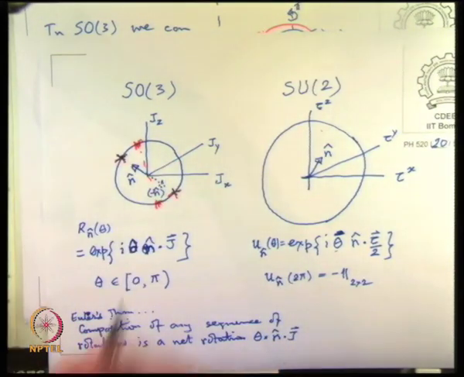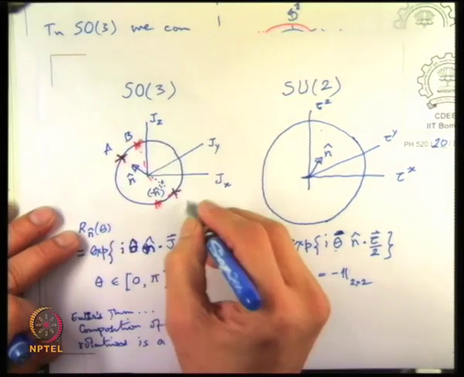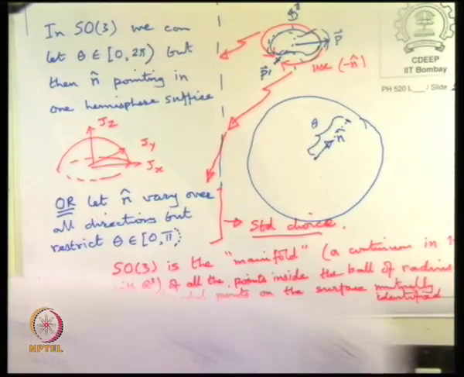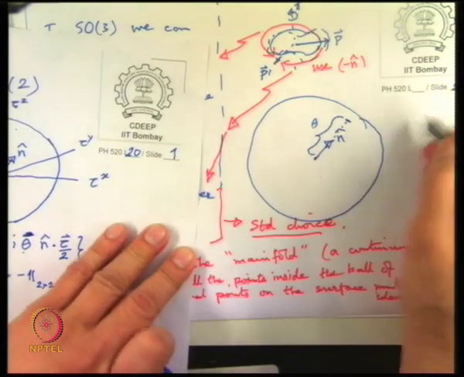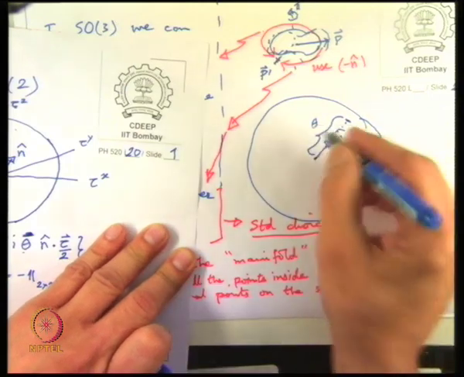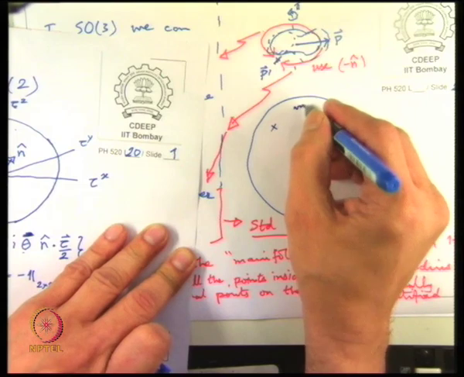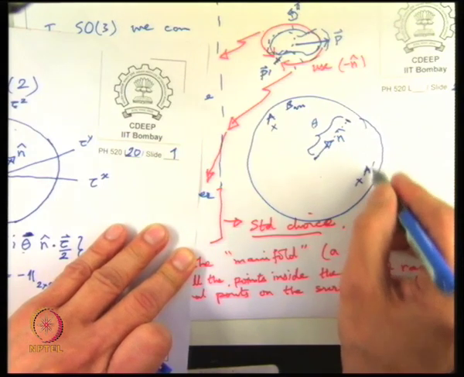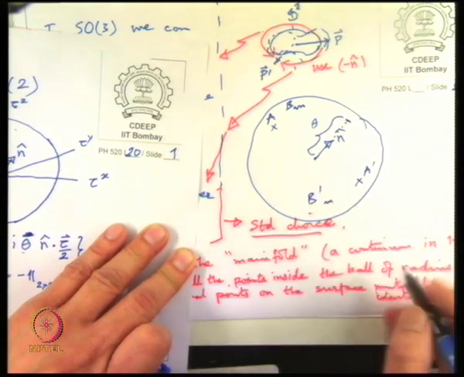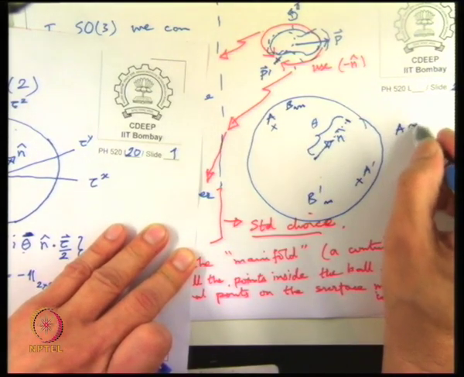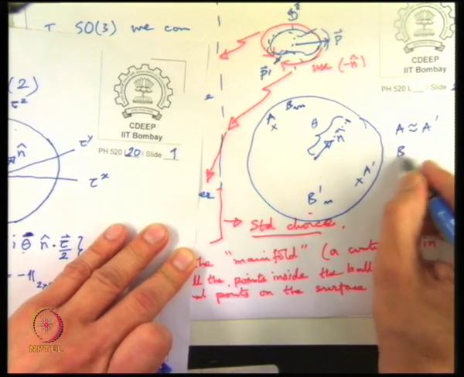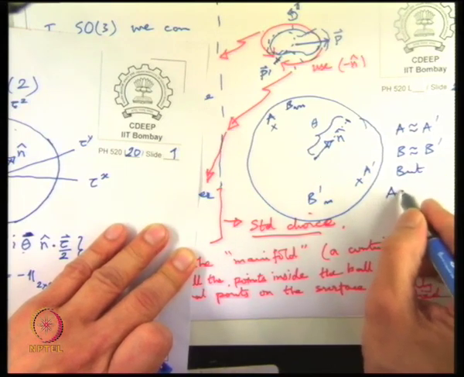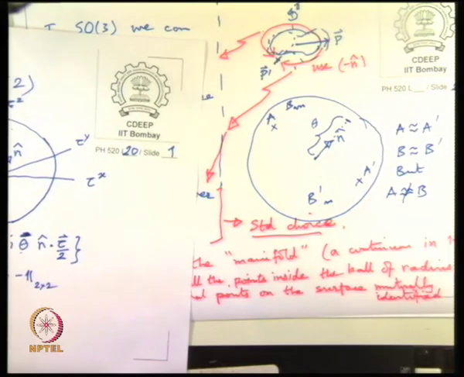So suppose we call this A and B, and A prime and B prime. Here I have not been so careful, so let's put it again. Let us say there is A and B, and I have A prime and B prime. So A prime is the same as A, B prime is the same as B, but A is not the same as B; in any group theory sense, A and B are distinct.